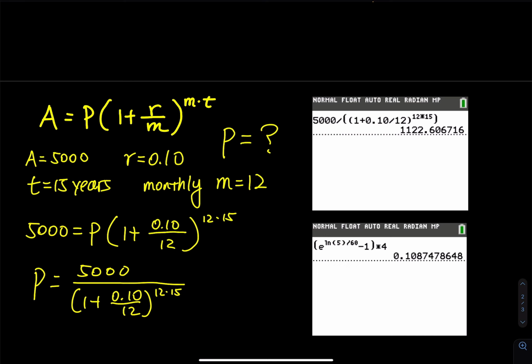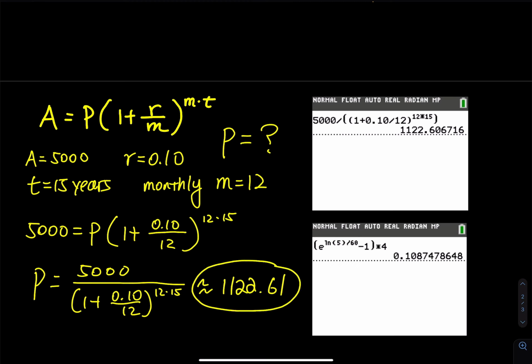My tip is to use parentheses. Don't be lazy. Use parentheses when needed. So P is approximately equal to 1122.61. So if I want $5,000 in 15 years, I have to put this amount in the bank today.